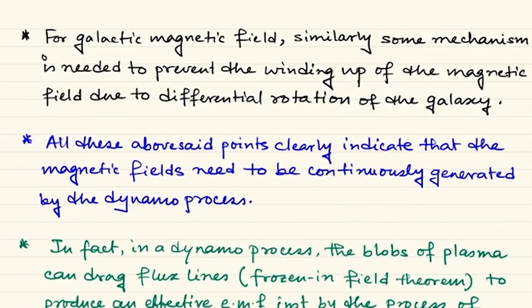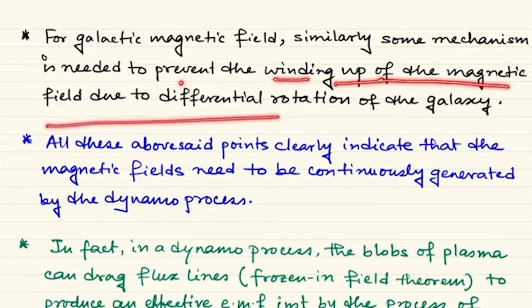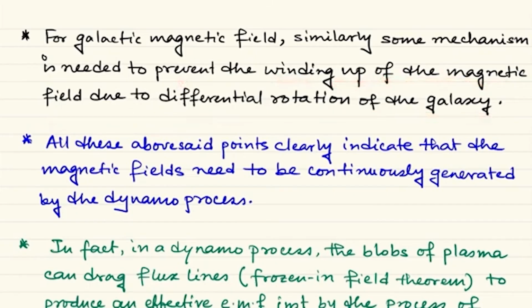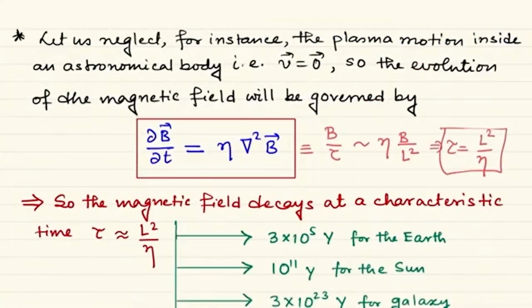Finally, for the galactic magnetic field, similarly, some mechanism is needed to prevent the winding up of the magnetic fields due to the differential rotation of the galaxy. Now, for the galaxy, diffusive decay is not a problem, because 3 into 10 to the power 23 years is much larger than the age of the universe. That's completely okay. So there is no doubt that the galactic magnetic field cannot have decayed by the present time just by diffusion.